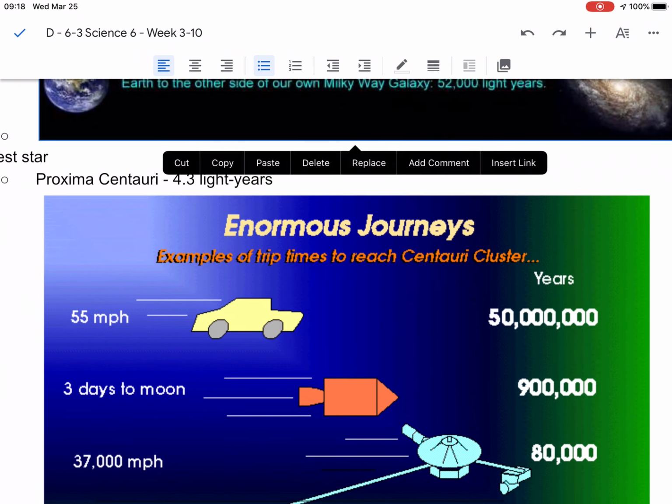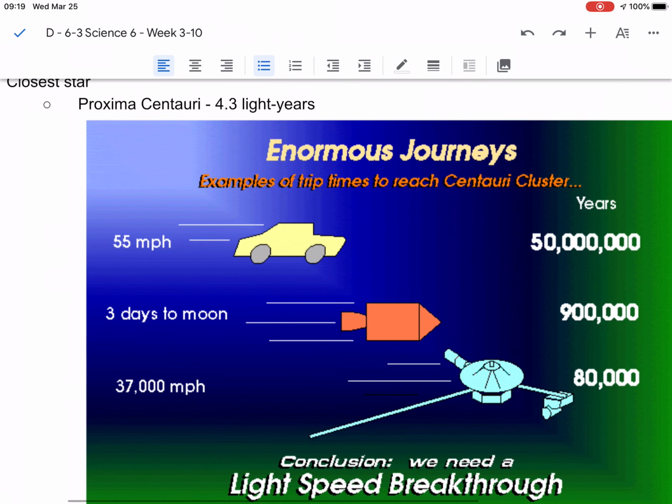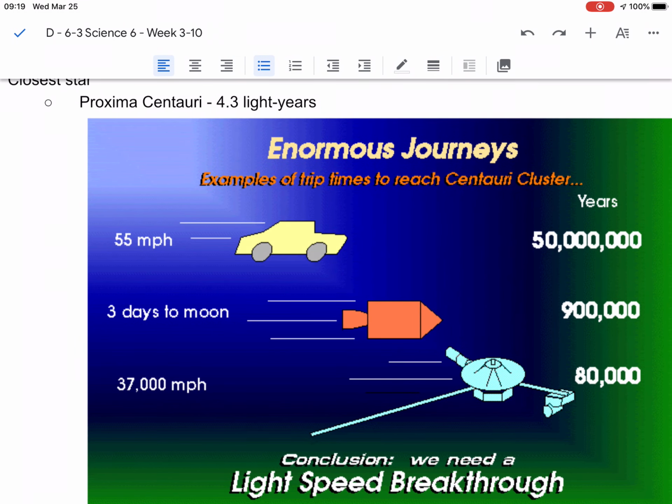But here is how long it would take us at our current speeds. If we were driving a car at 55 miles an hour, to get to the closest star, it's going to take us 50 million years to get there. If we had our spacecraft that took us to the moon, that was one of the fastest we have, it's going to take us 900,000 years to get to the closest star.